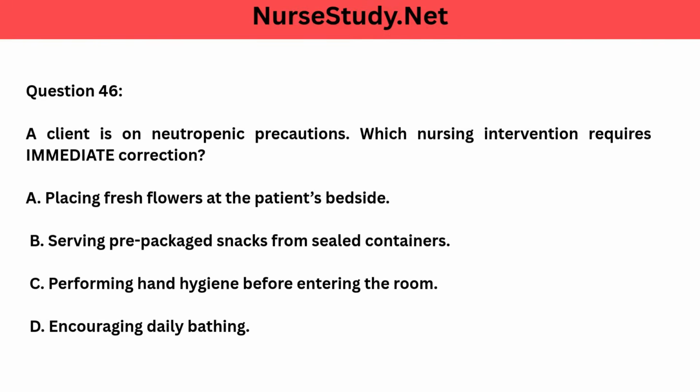Question 46. A client is on neutropenic precautions. Which nursing intervention requires immediate correction? A. Placing fresh flowers at the patient's bedside. B. Serving prepackaged snacks from sealed containers. C. Performing hand hygiene before entering the room. D. Encouraging daily bathing.